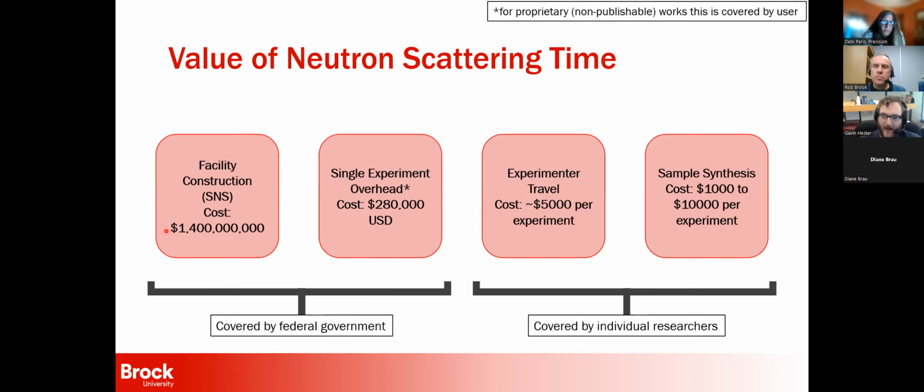And so they end up paying about $10,000 per day to use the neutron experiments. But then there are definitely costs to the individual researchers like myself. So for me to travel to an experiment, if I'm sending multiple students, you're looking at about $5,000 an experiment. And then sample synthesis, depending on what you're making, can easily be $1,000 to $10,000 per experiment.